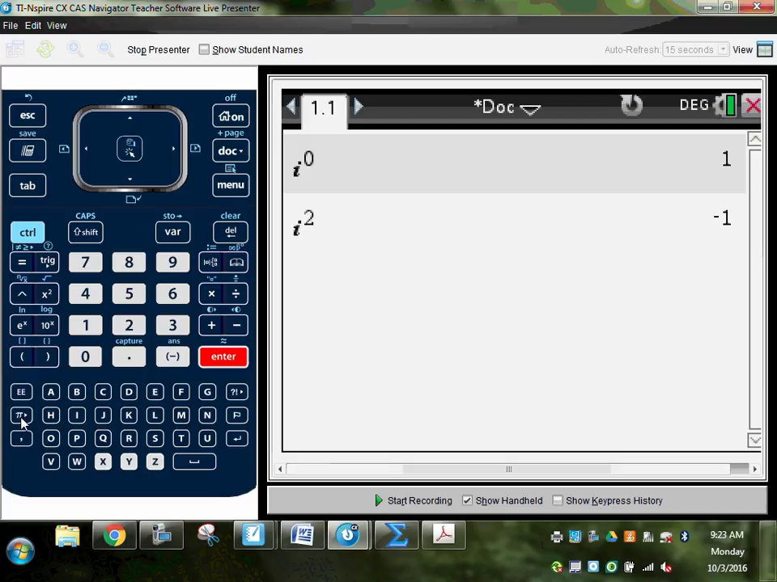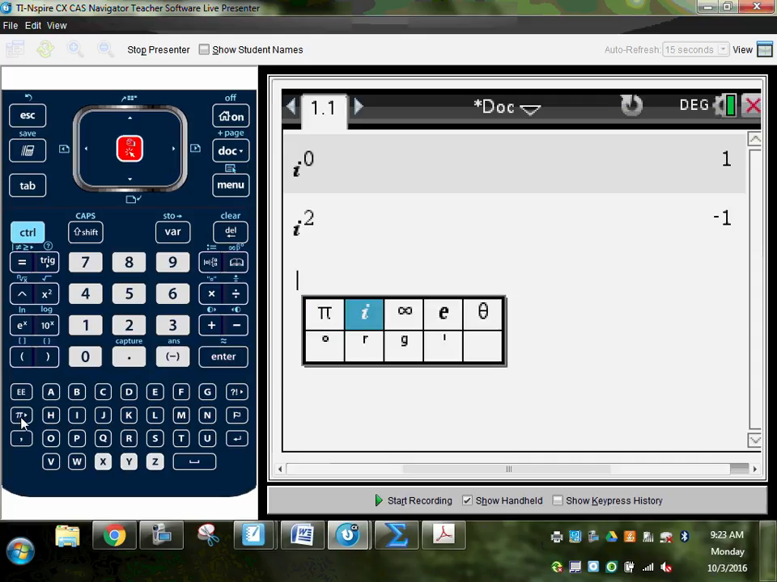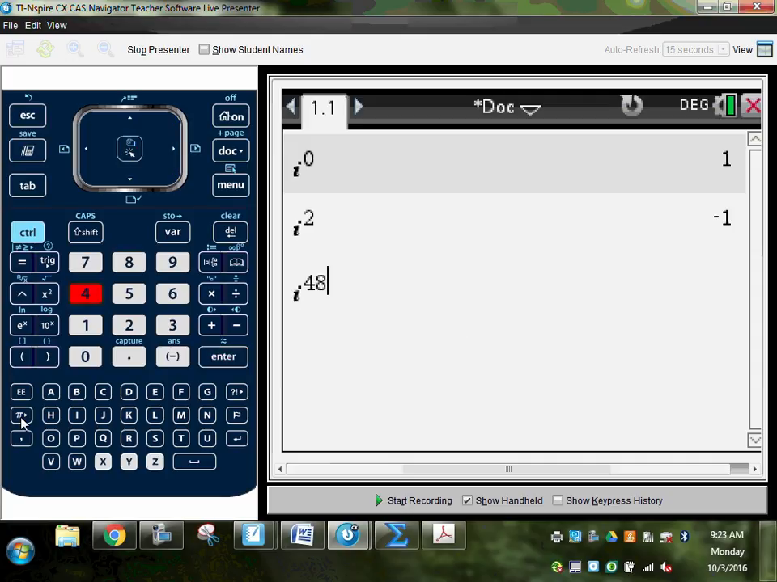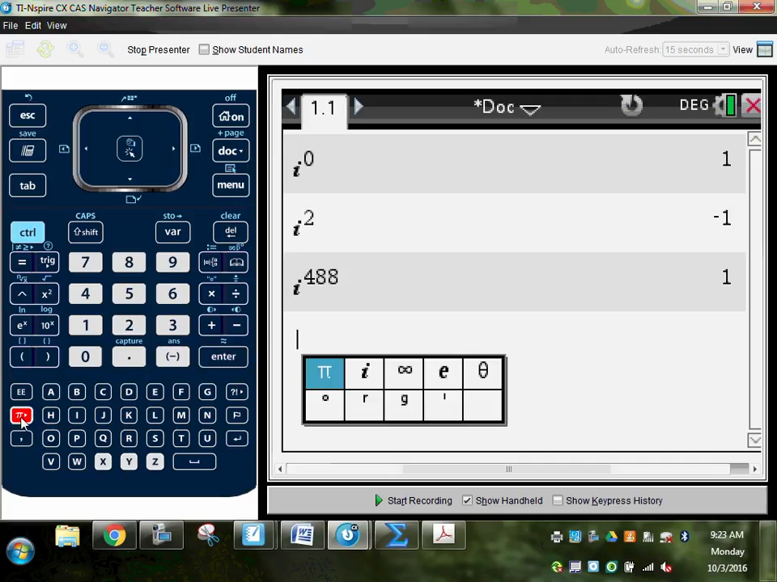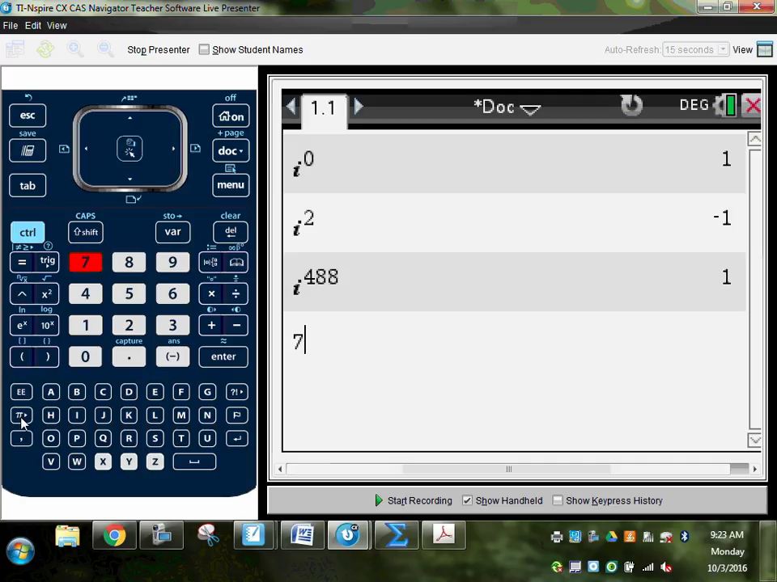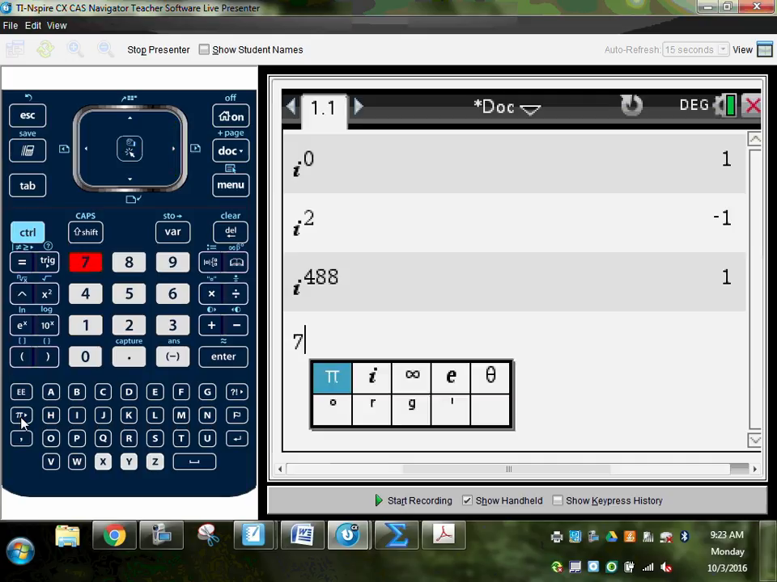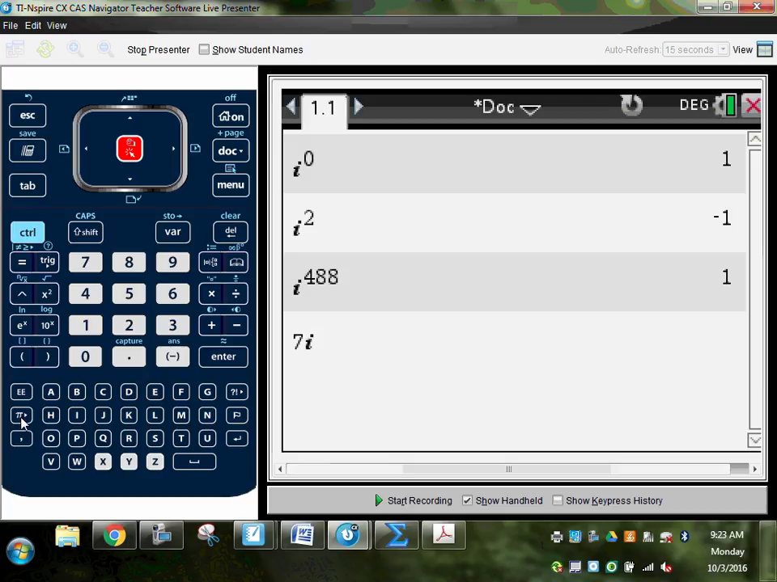Now let's go in and do this. What about i to the 488th power? What's that going to be? Okay, what about type in the one that we had for 14. So 7i to the 488 minus 3i to the 113 plus 5i to the 227 minus 6i to the 18. Type that whole thing in all at once, and type that in. What are you going to get?